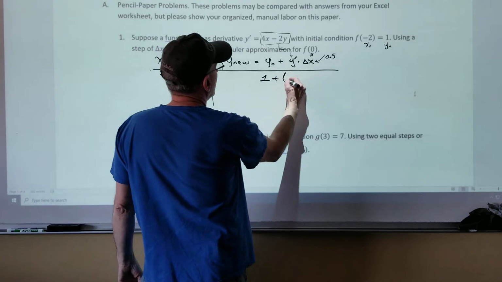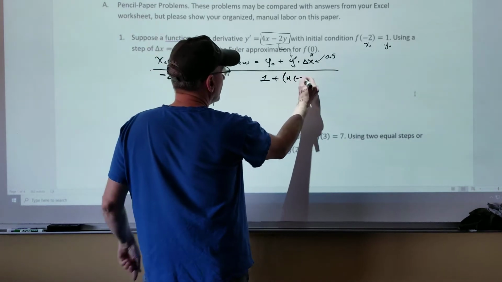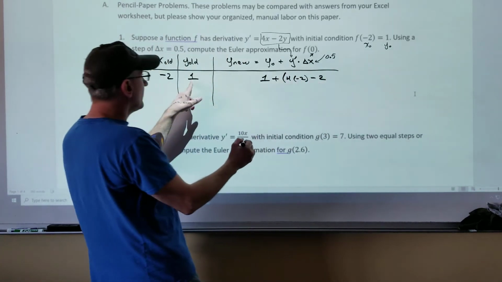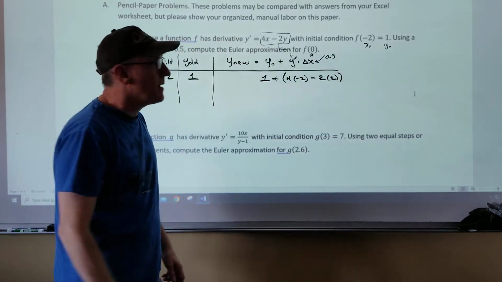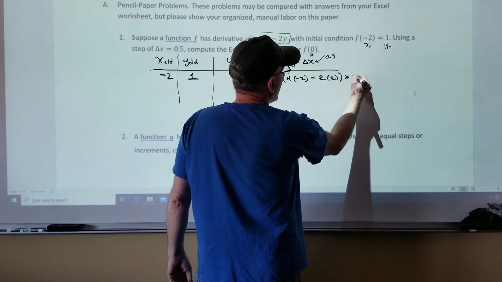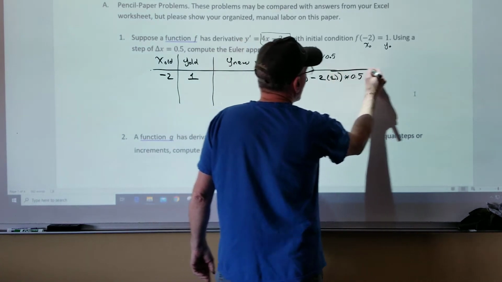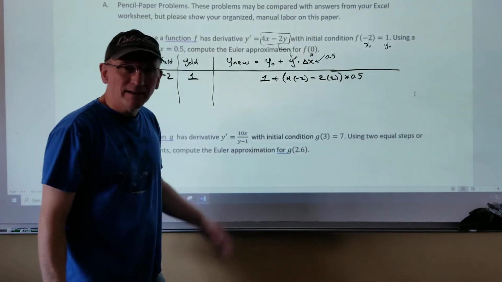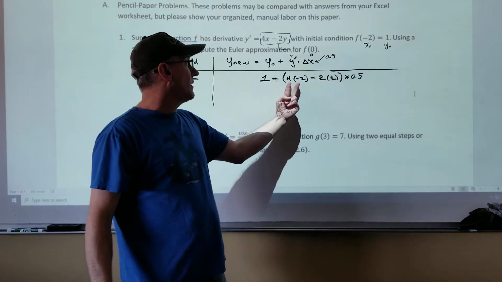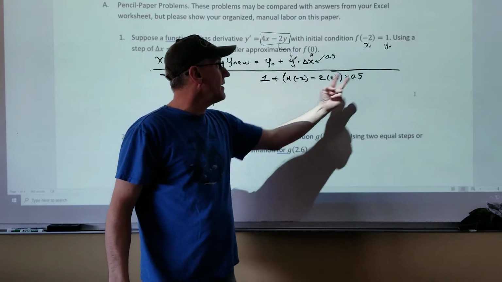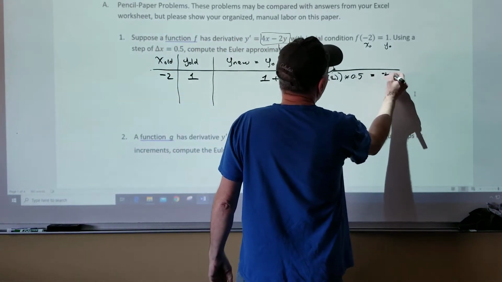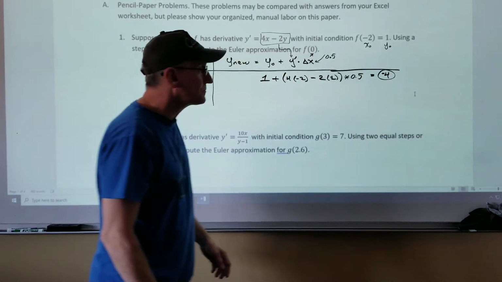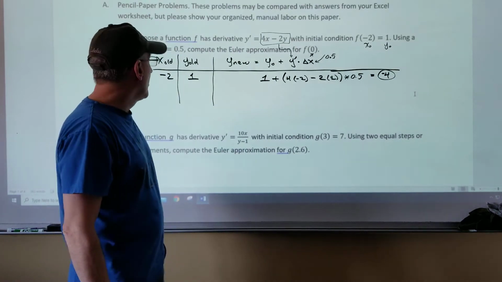So you have 4 times negative 2 minus 2 times 1, and then multiply by the step. And I designed this problem so all these values would come out relatively easy to compute in your head. Here we have negative 8 minus 2 is negative 10, half of negative 10 is negative 5, plus 1 is negative 4. That is a new y value. It goes with a new x value.